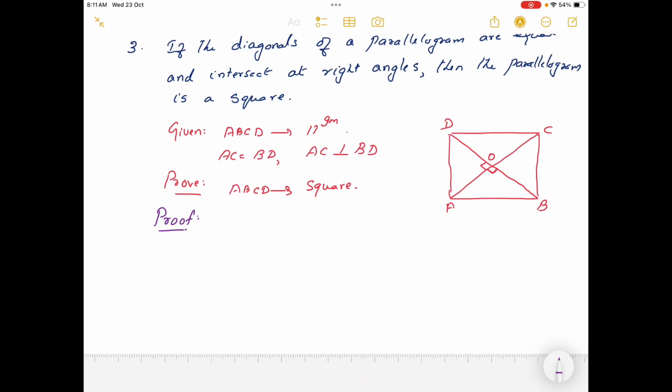Now you have to prove, as I have told you, that to prove it is a square, you have to prove the adjacent sides are equal and also the angles at the vertices are 90 degrees. Because if you prove only that the sides are equal, then it is a rhombus. So you have to prove both.